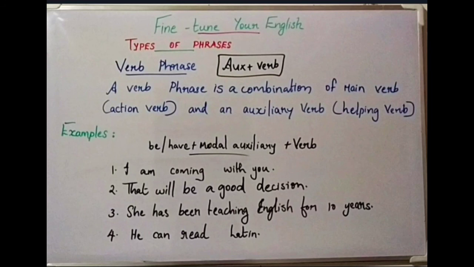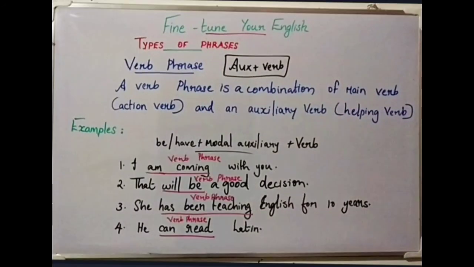Okay, see the case of other auxiliaries, that is be or have or modal auxiliary plus verb. See the examples given here. I am coming with you. In the sentence, am coming is the verb phrase. It is a combination of an auxiliary plus verb. Auxiliary am plus coming, the verb form. And it is a be auxiliary.